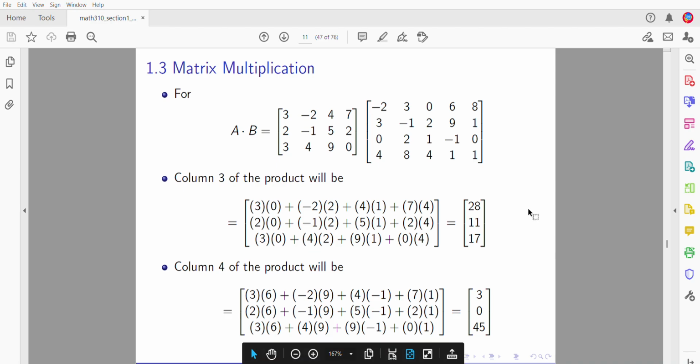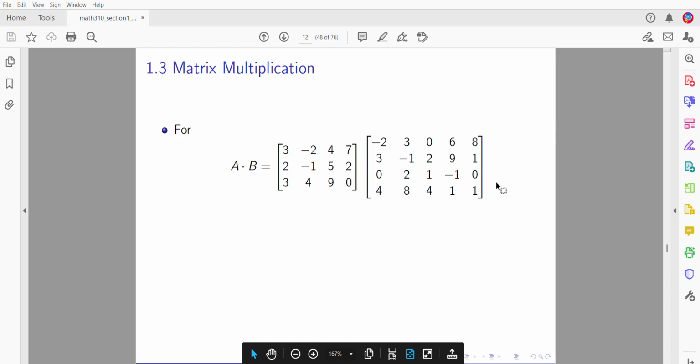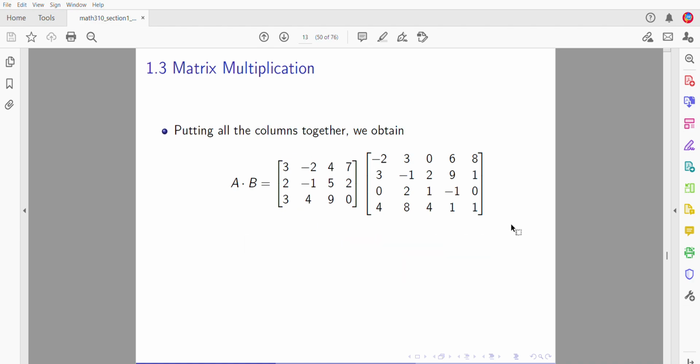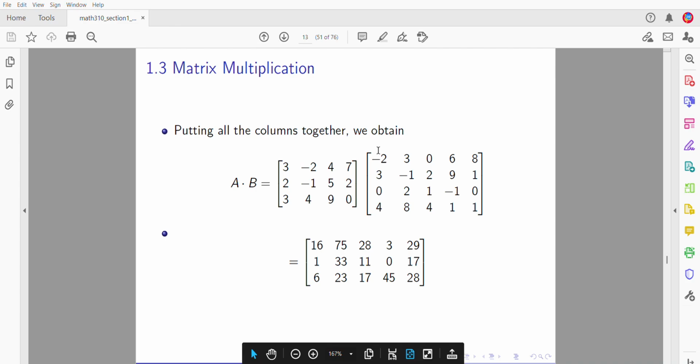Lastly, with column 5. Okay, across, down, across, down, across, down. That's with the column 5. So for each column, I got an answer, a new column. Okay, put all the columns together. This was with column 1. This was column 2. This was from column 3. This was from column 4. This was from column 5.